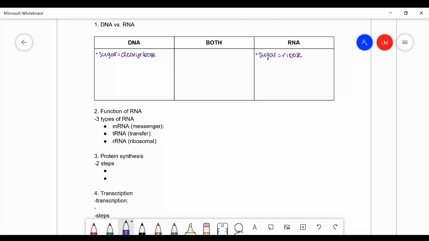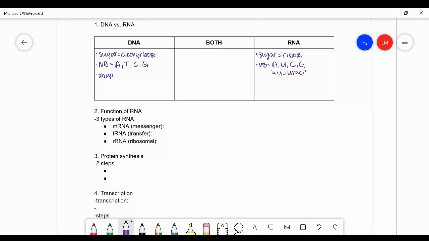In DNA, there are 4 nitrogen bases, and those are A, T, C, and G. For RNA, the nitrogen bases are A, U, C, and G, where U is for uracil. So that is a difference there. The shape of DNA and RNA is also going to be a little bit different.